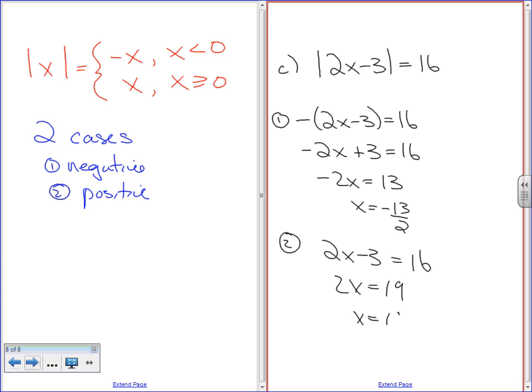So my other answer is 19 over 2. So really the hard part of solving absolute value cases, and these questions aren't hard to solve, right? These are just easy grade 9 questions. It's just remembering the two cases, okay?